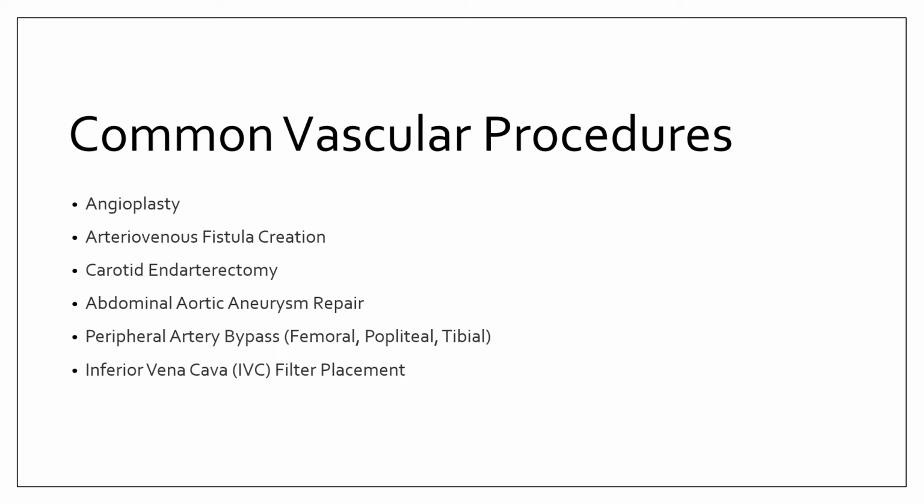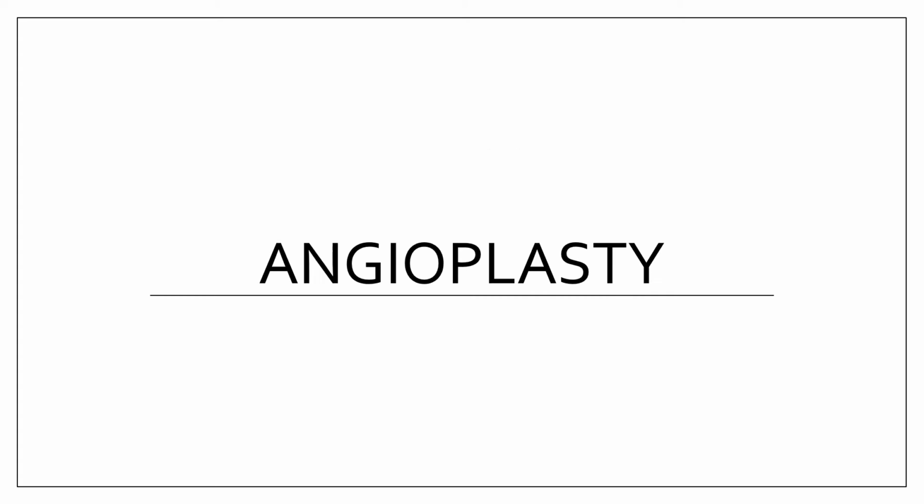So some common vascular procedures are an angioplasty, AV fistula creation, that would be for dialysis access, carotid endarterectomy, abdominal aortic aneurysm repairs, peripheral artery bypass, and that's what I was talking about, the fem pop or fem tib bypasses, or an IVC filter placement, so that's that inferior vena cava filter. We're just going to talk a little bit about each one.